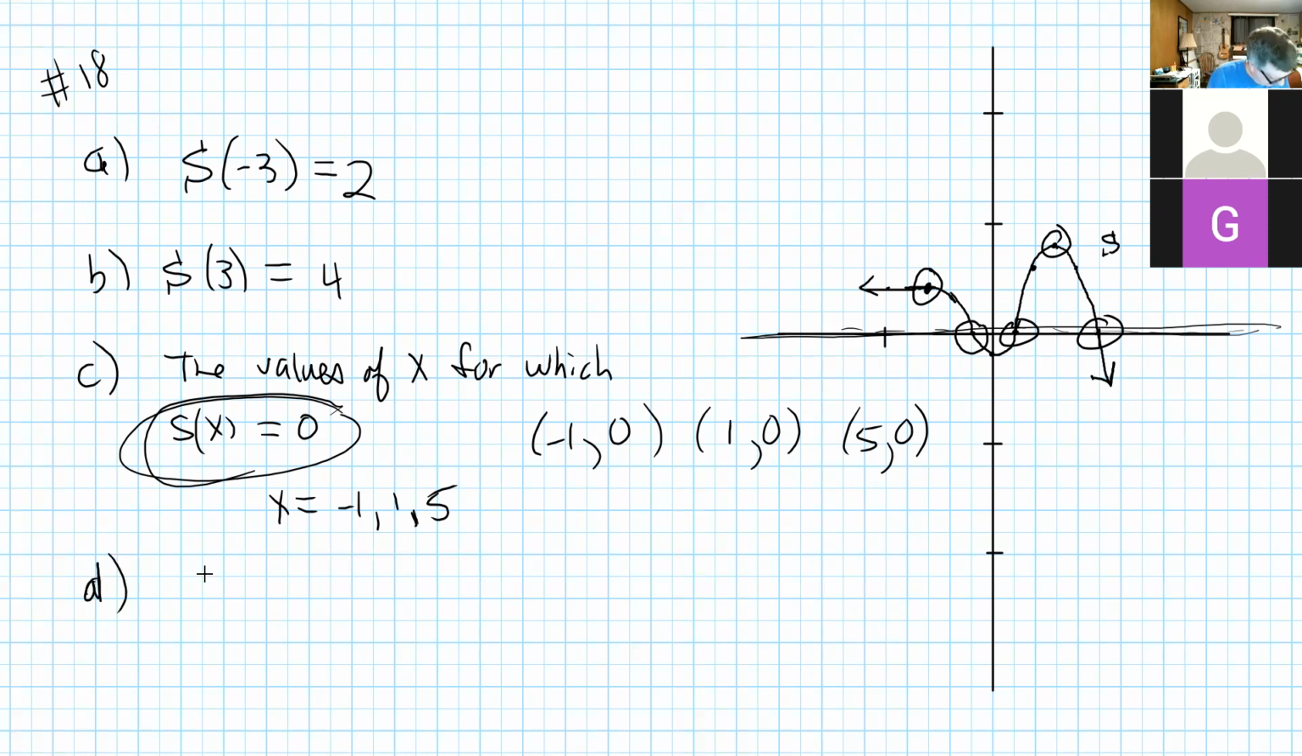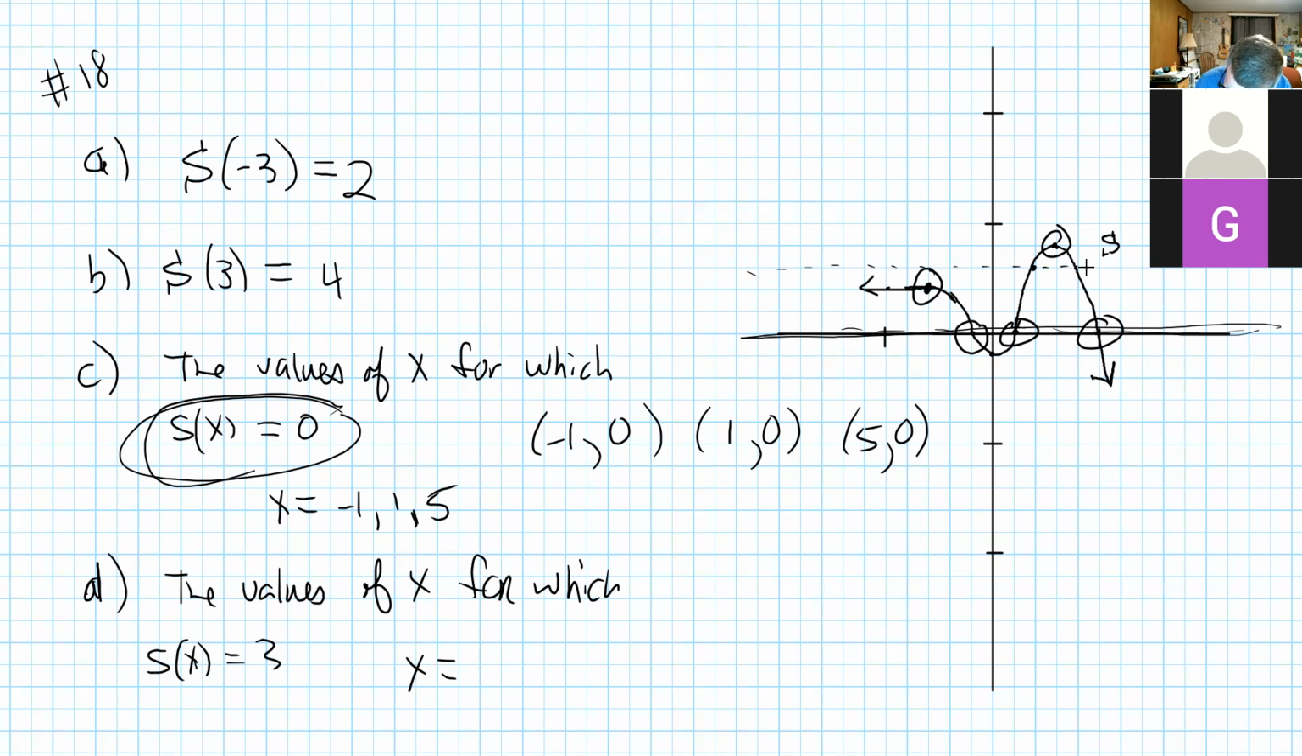Part D. Find the values of x for which S of x equals 3. Where does S of x equal 3? Isn't that y equals 3? Wouldn't that be right along here? So what x values have a y value of 3? 2, and 4. Yeah. Are you getting this?